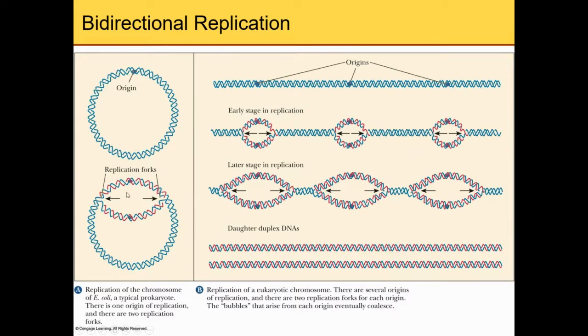All right. So they perform the replication bidirectionally. That's why I say each origin of replication has 2 replication forks. All right.